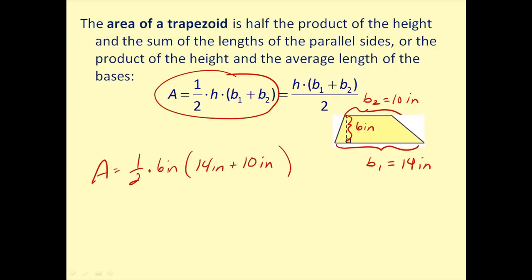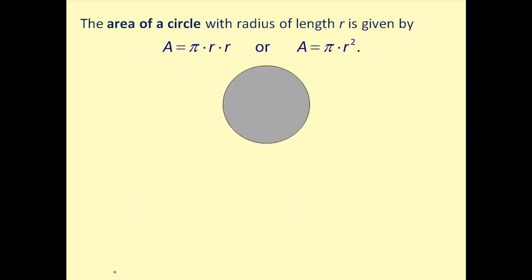Now notice how I'm leaving the units in the formulas. A lot of times textbooks don't do that, but I like leaving them in because it really reminds you that area is in square units and the perimeter is not. So here we have 1/2 times 6 inches, that would be 3 inches. 14 inches plus 10 inches equals 24 inches. And you can see we have 3 times 24, that would be 72, and inches times inches is equal to inches squared. The last formula to look at is the area of a circle.